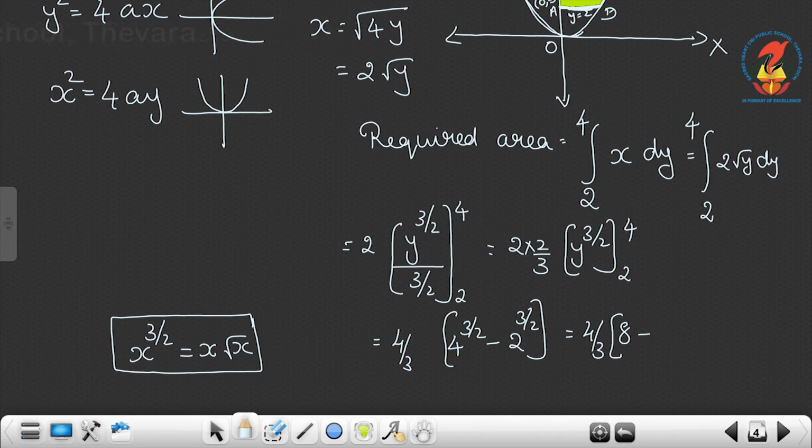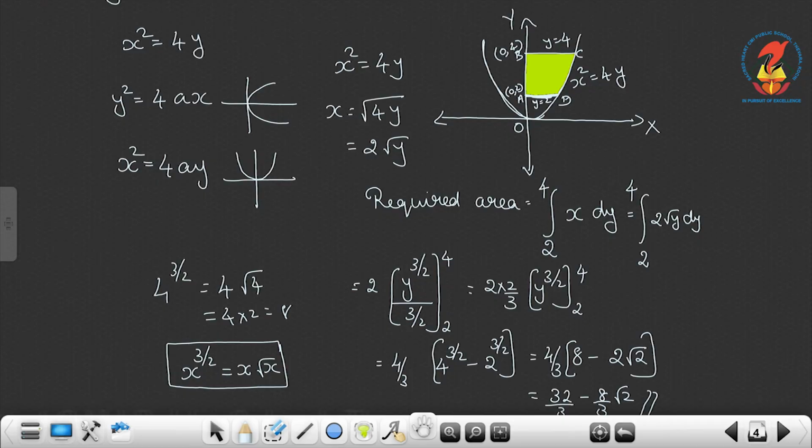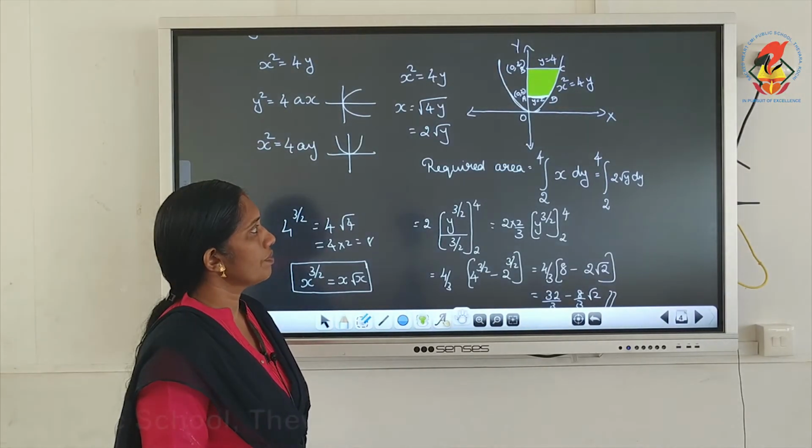So here 2 raised to 3 by 2 you can write as 2 root 2. Here also 4 raised to 3 by 2 is 4 into root 4, that is equal to 4 into 2, that is same as 8. So it is 32 by 3 minus 8 by 3 root 2 square units. That is the area of the enclosed curve. Okay.